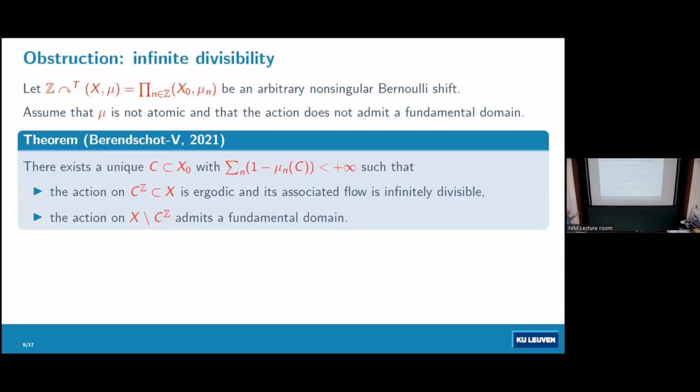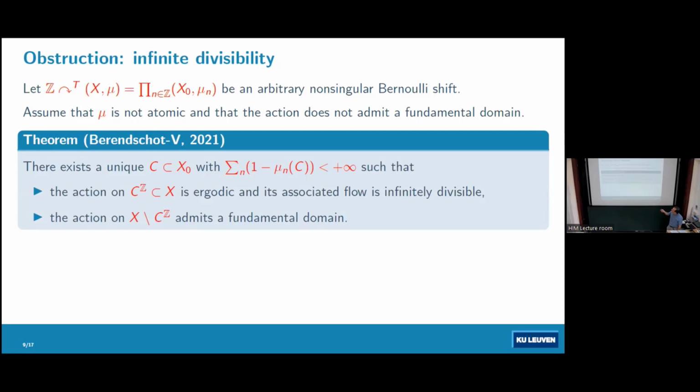Okay, if we are not in this situation, then we can exactly describe the obstruction in the following way. So let's assume that you have any non-singular Bernoulli shift. We assume that mu is not atomic, and we assume that we are not in this type 1 situation. Well, then actually, essentially we are just saying that the shift must be ergodic and has an infinitely divisible associated flow. Although there is still one little nuance, which you can always realize.